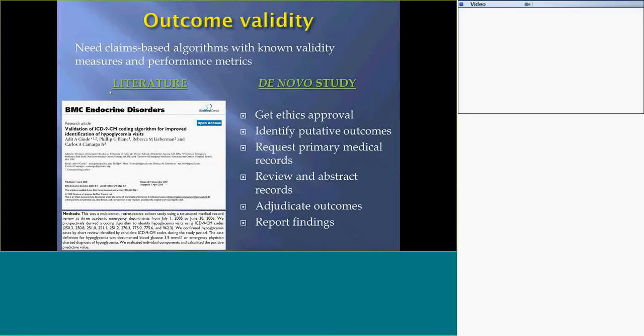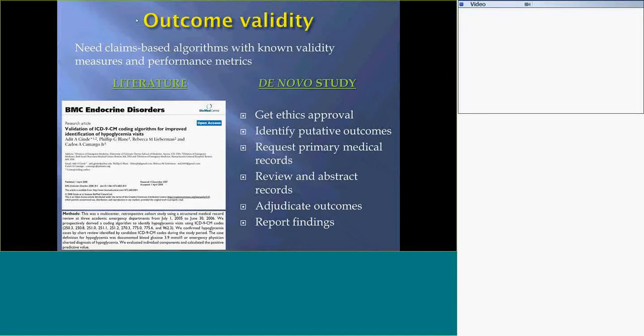So what you do is go to the literature and identify validation studies that have already identified algorithms, in particular this study by Adit Gindi identifying an algorithm for hypoglycemia, or you have to embark on typically a complex de novo study to look at the validation of your outcome.